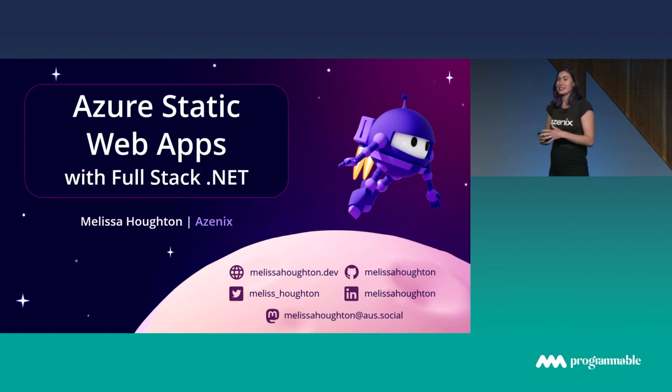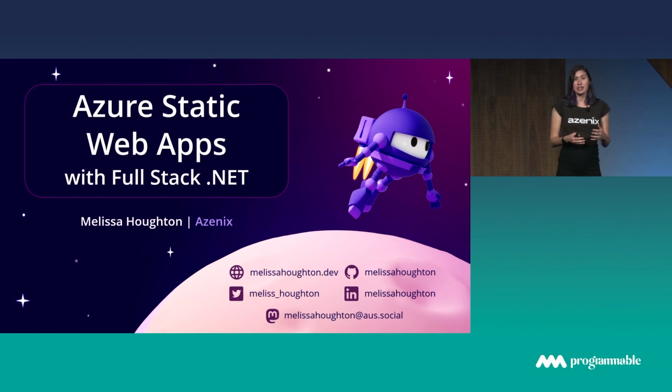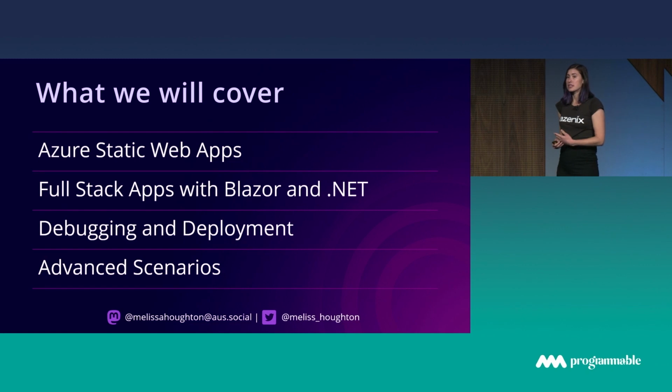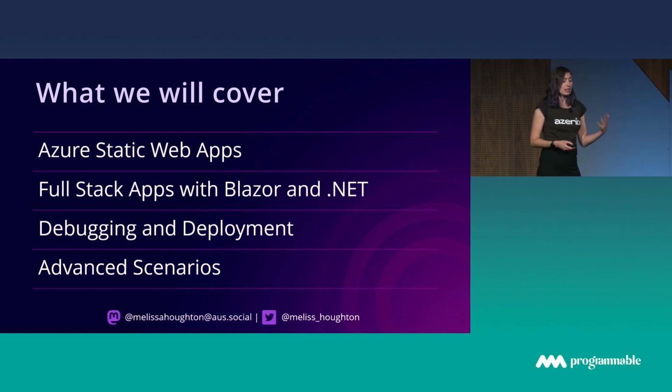But as mentioned, my talk is all about how you can work with Azure Static Web Apps with full stack .NET. So in this talk, we'll take a look at Azure Static Web Apps, what that service is, and all of the great features that are available for you within the Azure Static Web App service. We'll look at how we can build and use this service for our full stack applications using full stack .NET with Blazor WebAssembly in the front end and powerful .NET APIs in the back end.